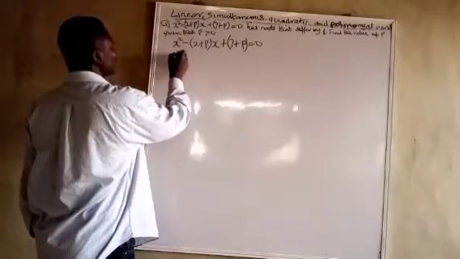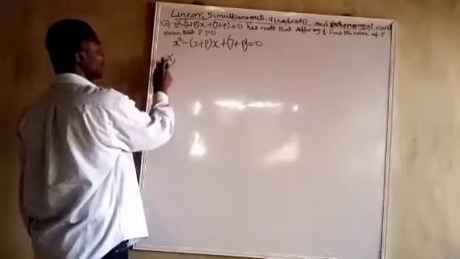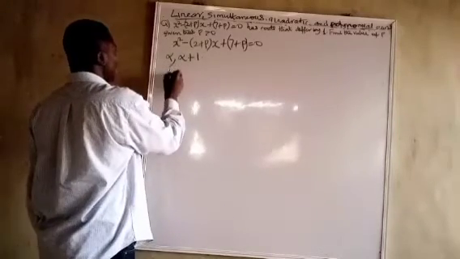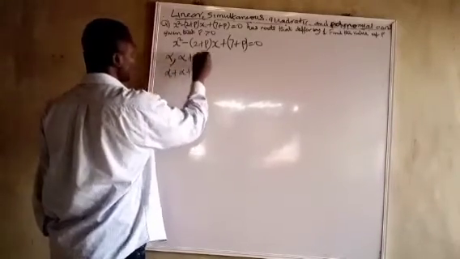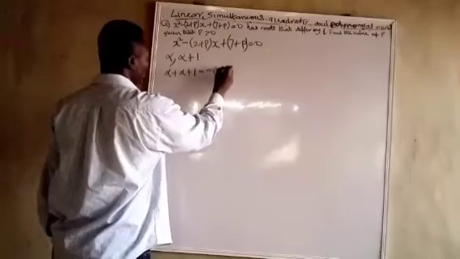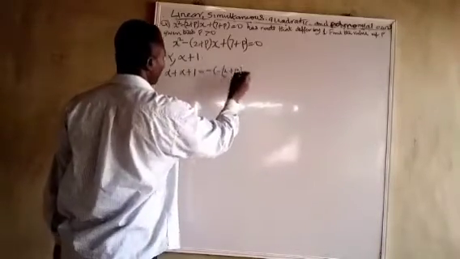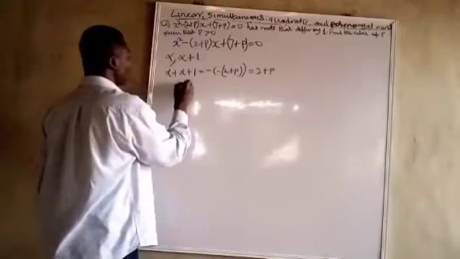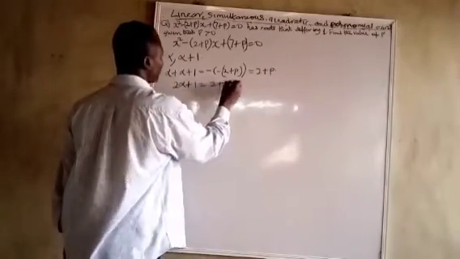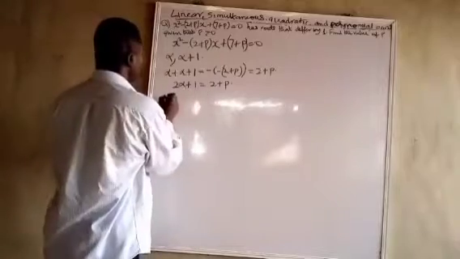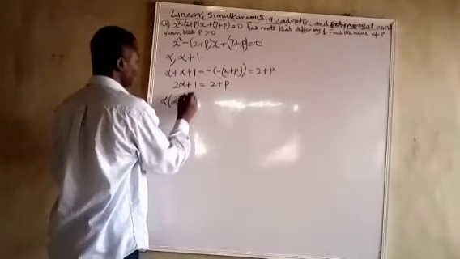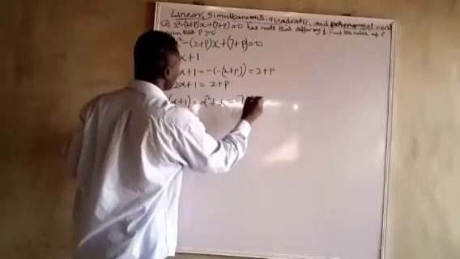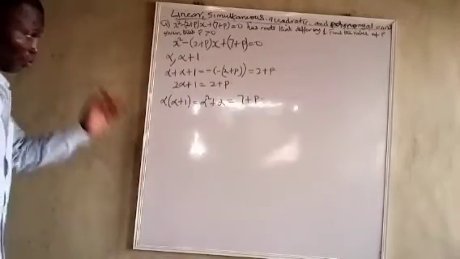We are told that the roots are alpha and alpha plus 1. Therefore, the sum of the roots, 2 alpha plus 1, is equal to 2 plus p. We are also told the product of the roots, which equals alpha squared plus alpha, is equal to 7 plus p, since the coefficient of x squared is 1.